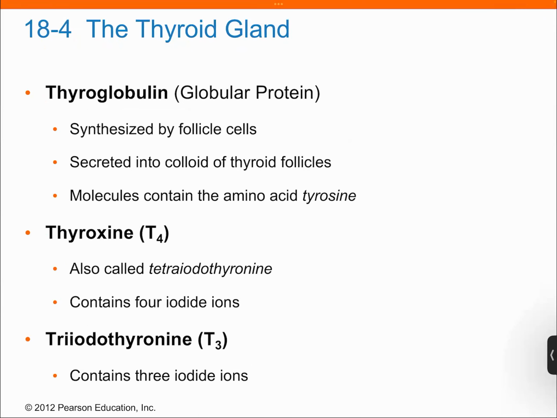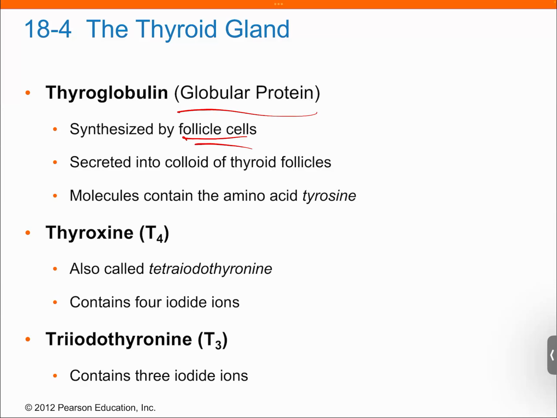Where we left off, we're talking about thyroid, right? So basically, some of the things that the thyroid gland makes. There's three things that it makes. One is called thyroglobulin, and this is a globular protein. And thyroglobulin is actually part of the thyroid hormone production system. And we'll take a look at the nitty gritty or the details of that here in just a second. But thyroglobulin is a globular protein that's made by the follicle cells.